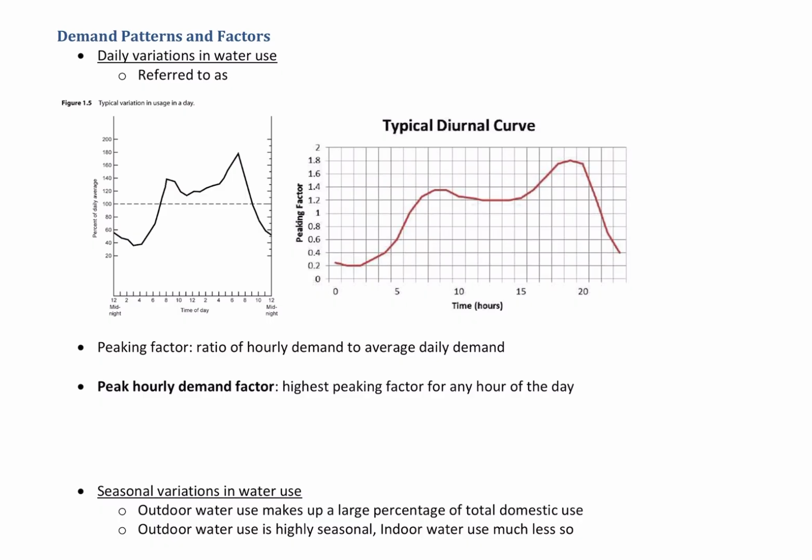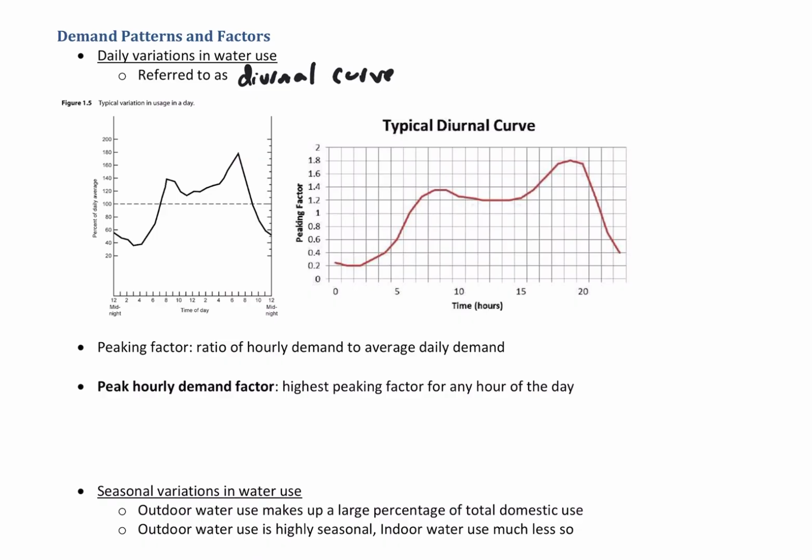So first, we're going to look at the daily variations in water use. And you can look at these graphs here, and what these are called, you can see that in the title of one, is called a diurnal curve. And diurnal curve just means daily curve or daily pattern of use.